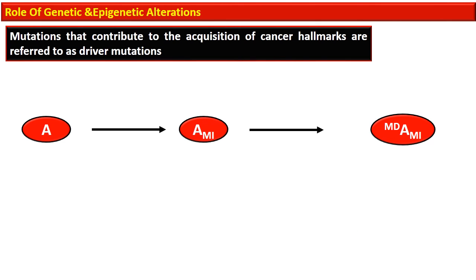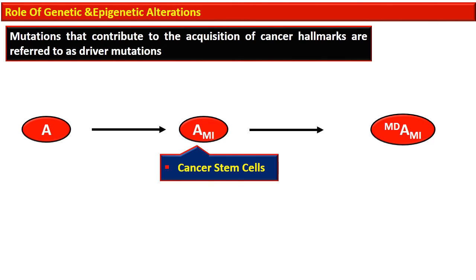The driver mutations are the mutations that contribute to the acquisition of cancer hallmarks. The initiating mutation is the first driver mutation that starts a cell on the path of malignancy. This mutation is maintained in all the daughter cells of the subsequent cancer, but the cancer develops after acquisition of more driver mutations because no single mutation appears to be fully transforming. The timeline to gain these mutations is unknown.